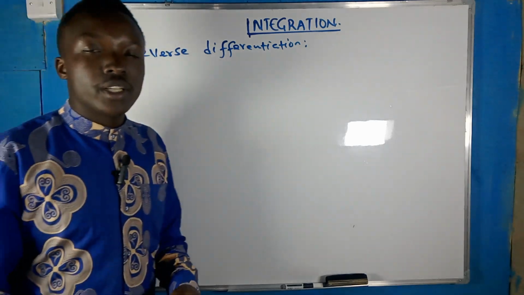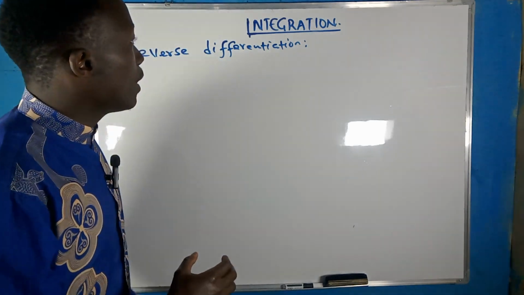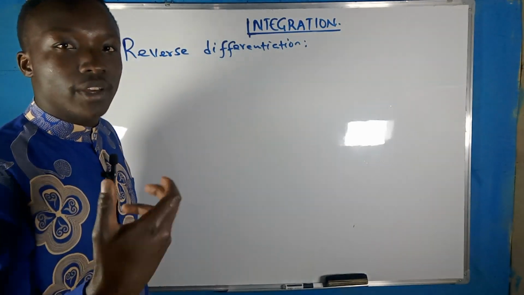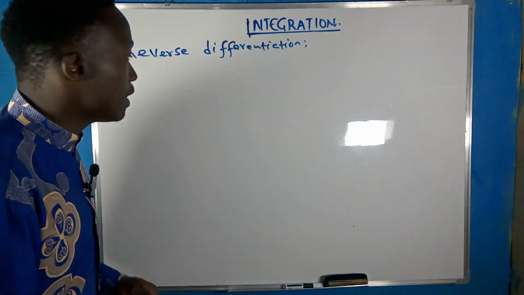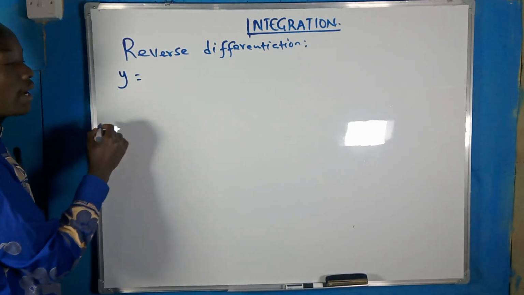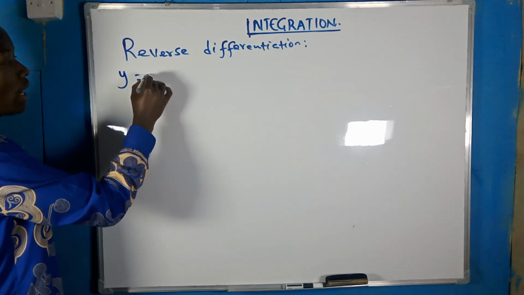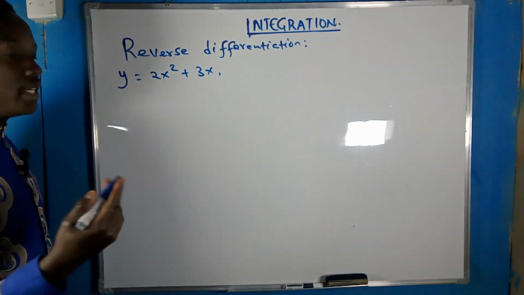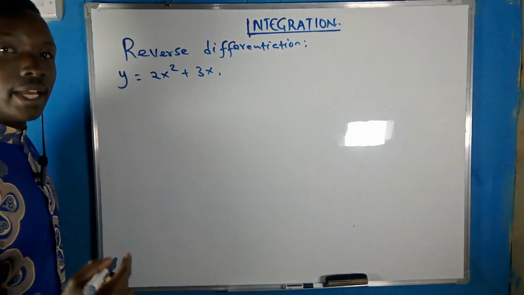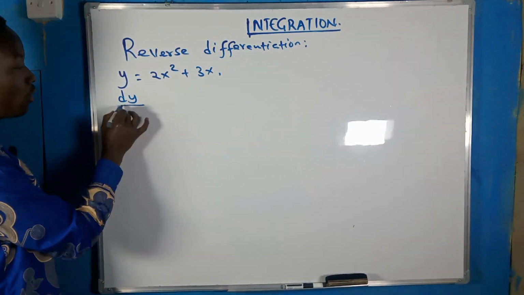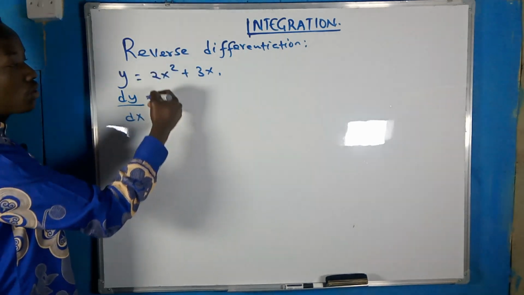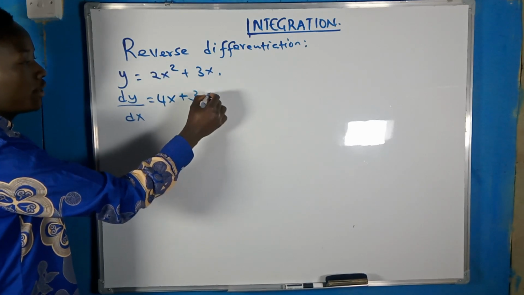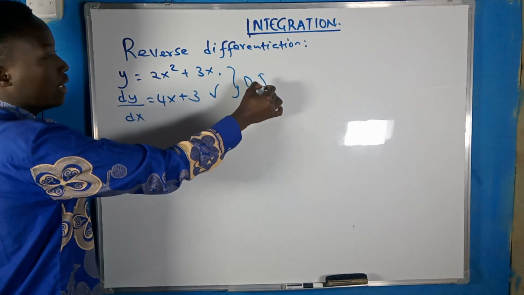So going back to differentiation, we said that we were determining the derivative given the function. So when doing differentiation, given the function in form of y is equal to, a good example, y equals 2x squared plus 3x, when we differentiated this function, we would get the derivative as dy over dx is equal to, so the rule of differentiation was 2 times 2 is 4x plus 3. So that was what we did when we did differentiation.